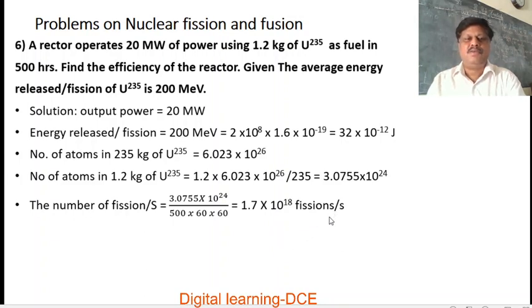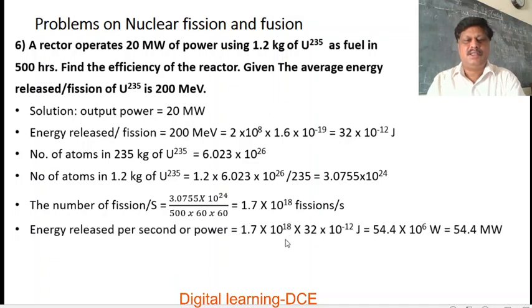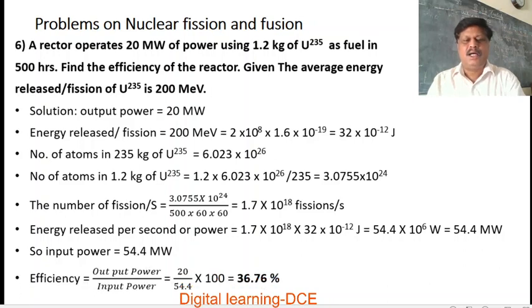We have to calculate the efficiency of the reactor. Therefore, energy released per second gives power. So, energy by time gives rise to power. P is equal to E by T, that is equal to 1.7 into 10 power 18 into 32 into 10 power minus 12, which is equal to 54.4 into 10 power 6 watt or 54.4 megawatt. That means this is the input power, and the output power is given as 20 megawatt.